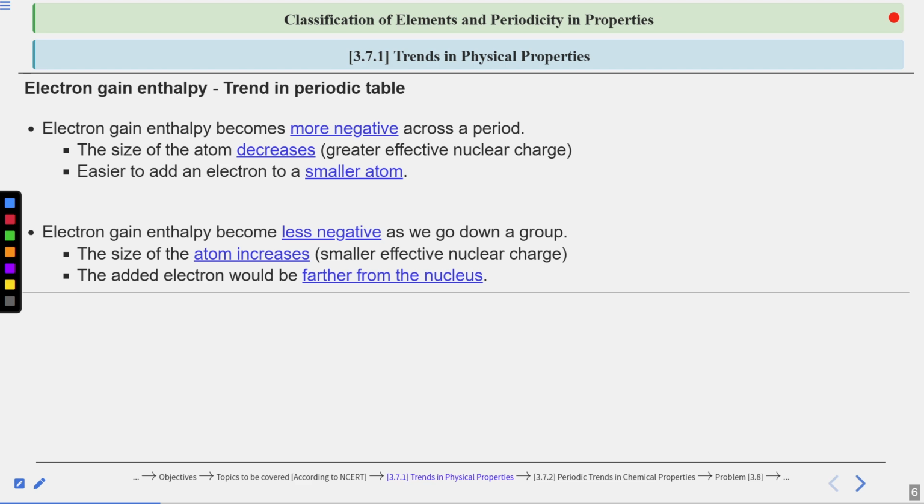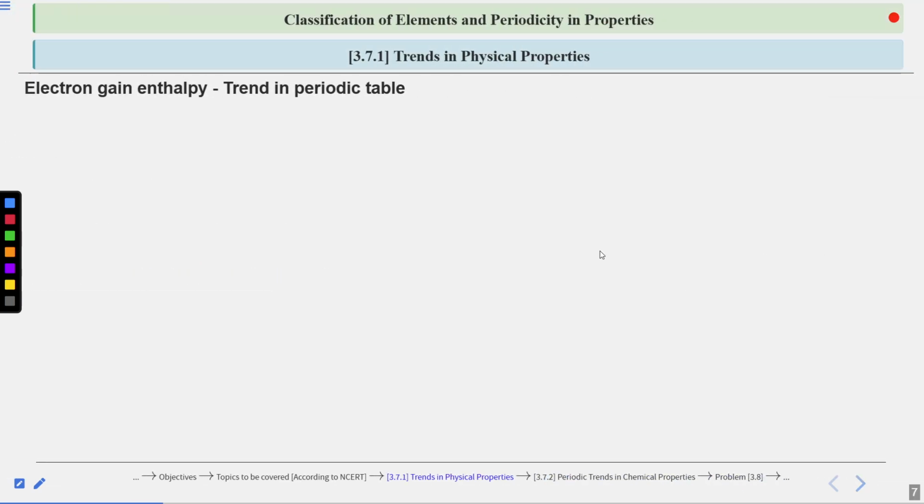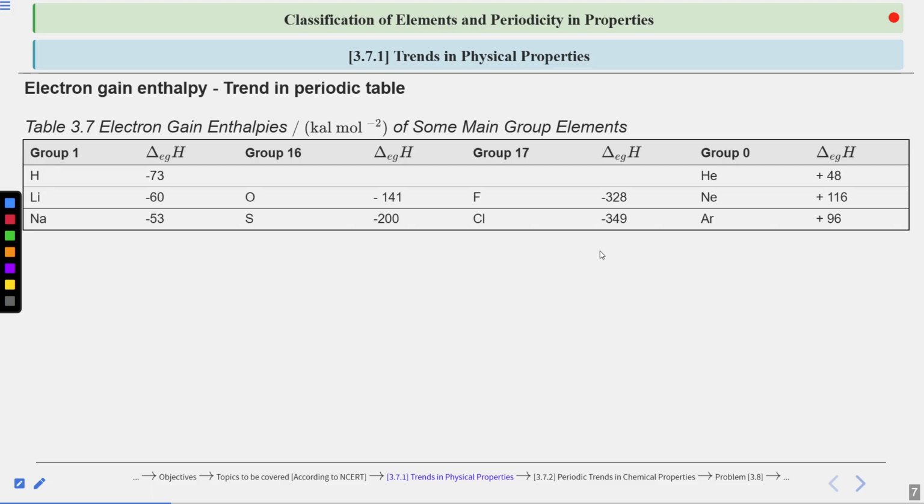So which groups of elements have very high negative electron gain enthalpy? We'll see that. To illustrate, we have a table right here. It is Table 3.7 from the NCERT. You can see that as we are moving from left to right, consider lithium. Lithium has a lesser negative value, -60, then a greater negative value, -141, then again a greater negative value, -328, and then a positive value. So this is the exception. We'll talk about this. Just don't take this group 0.